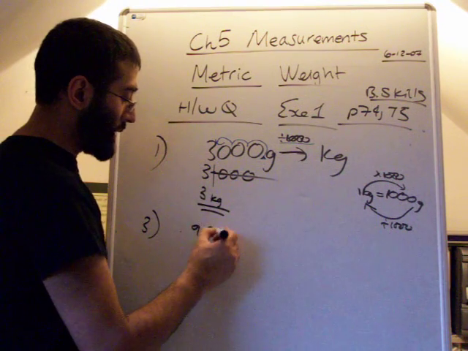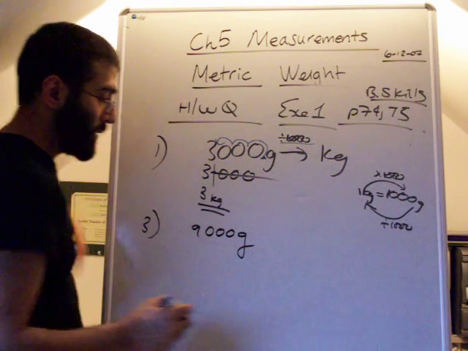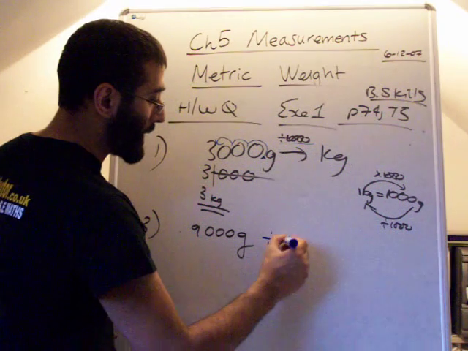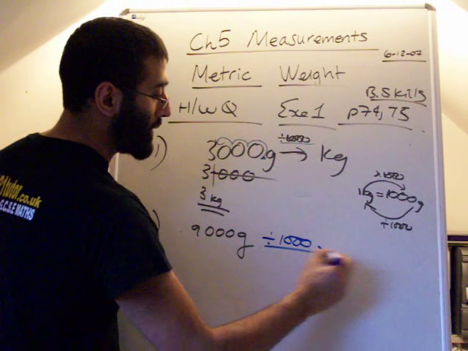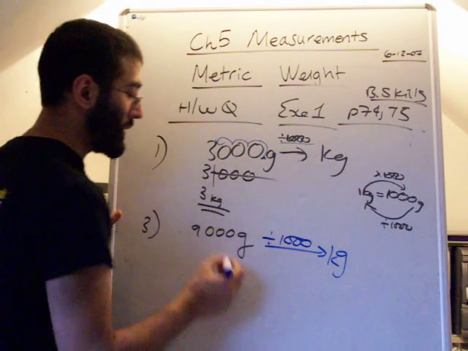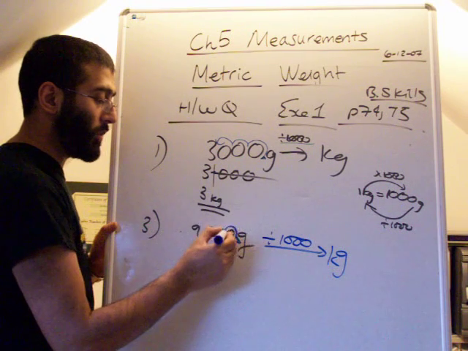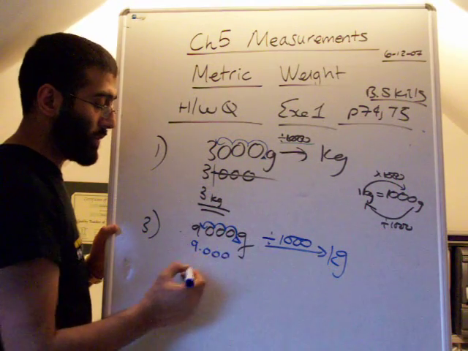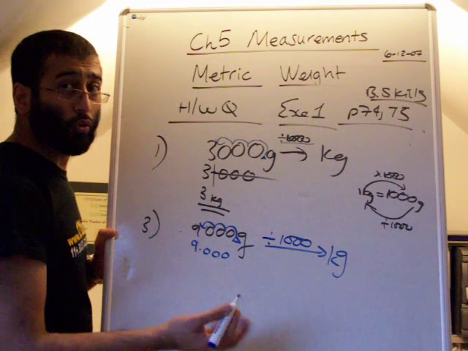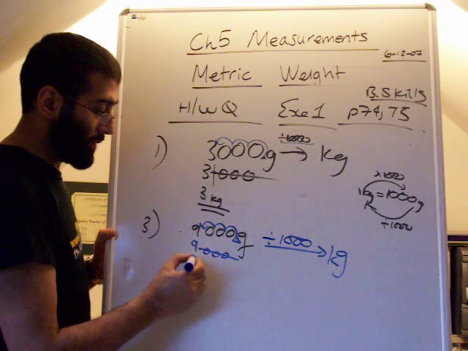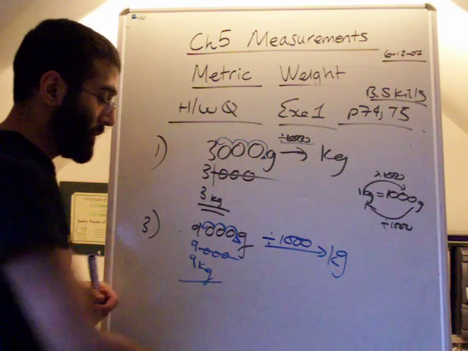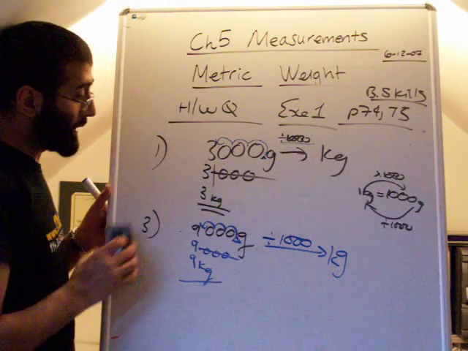Okay, number 3. We have 9,000 grams. We are going to also divide this by 1,000 to convert it into kilograms. Decimal point at the end of the whole number, 1, 2, 3 to the left. 9.000 is just simply 9.